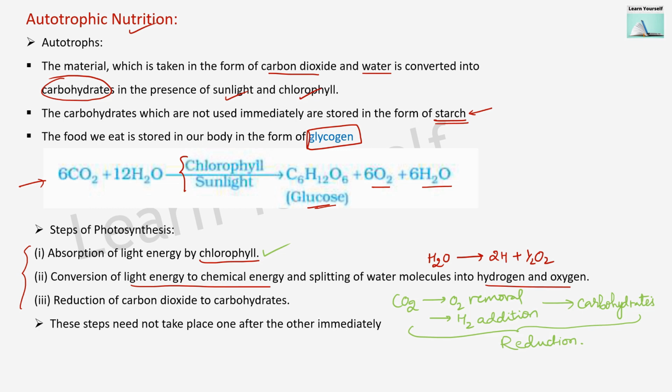Now these steps need not take place one after the other immediately. They will happen whenever necessary. These three things will not happen step by step immediately; they will happen where and when it is necessary. We are going to discuss this more when we learn about desert plants.